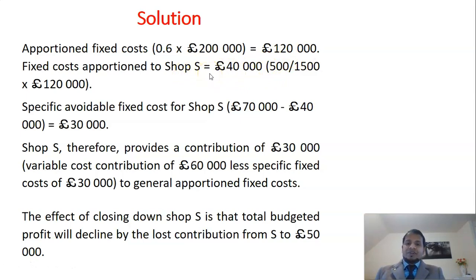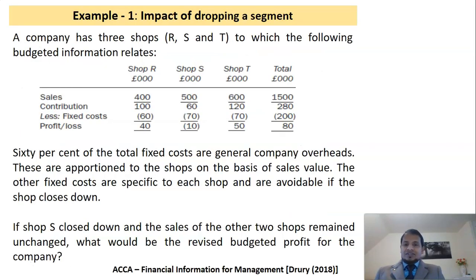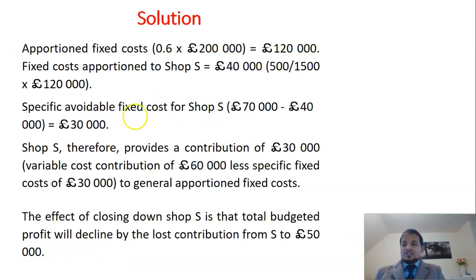And the total fixed cost charged to division S is 70,000, and 40,000 is general overhead. So the remaining 30,000 is avoidable fixed cost. All right, so 70,000 total is the total fixed cost, and 40,000 is general overhead. So the remaining figure is avoidable fixed cost.